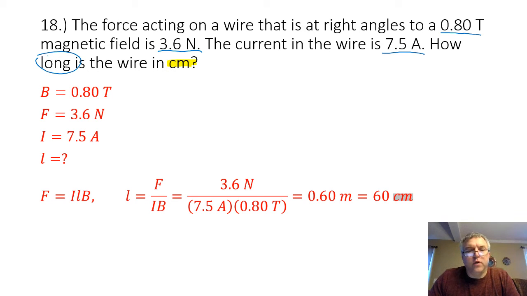Solving this one for length, we're going to have L is going to equal F divided by current times magnetic field. We are going to plug in our known values, and we are going to get a length of 0.60 meters, which when we convert to centimeters, remember to convert to centimeters, I now need to just move my decimal place 2 spaces to the right, and that is going to give me a length of 60 centimeters.